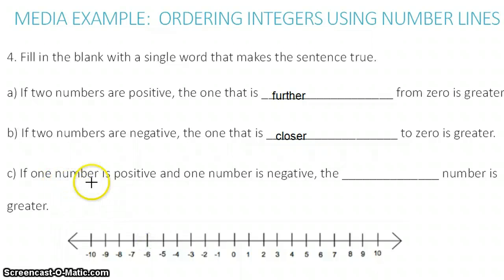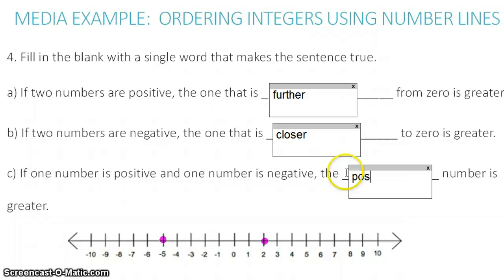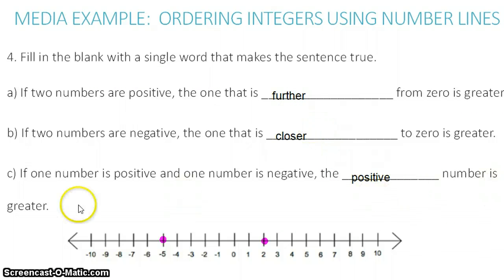Okay. If one number is positive and one number is negative, the blank number is greater. So I am going to plot a positive and a negative. Okay. Now, if one is to the left of 0, it's negative, and a positive is to the right of 0. So the positive number will always be greater than any negative number. So if one number is positive and one number is negative, the positive number is greater.